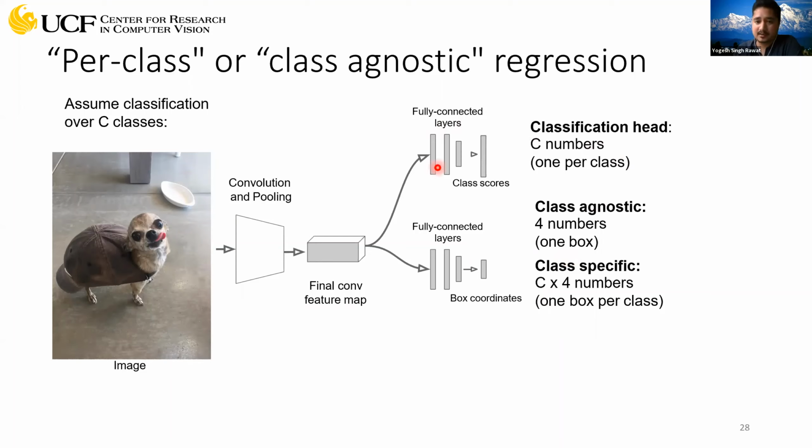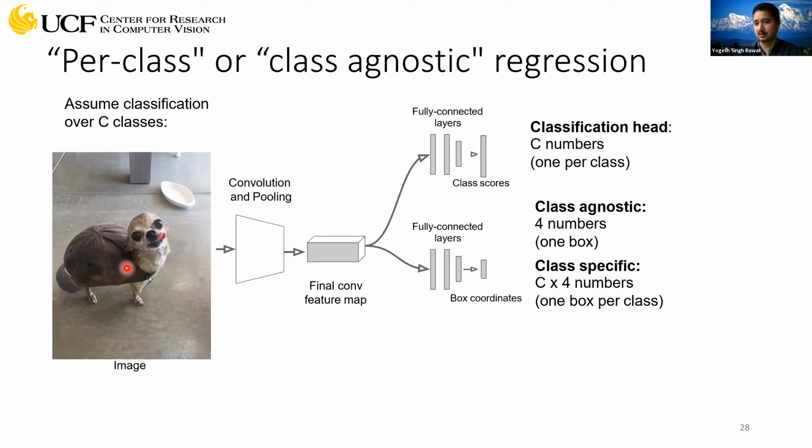Okay, so now let's see what the issues are. First of all, the classification head will have C numbers as prediction, because if there are C classes, for each class you will need some kind of prediction, right? Now let's look at the regression head. You can have a class agnostic prediction, which means that this head doesn't care which class is present in this image. It will just give you 4 numbers, and those 4 numbers will tell you whatever object is present in the image, this is the bounding box.